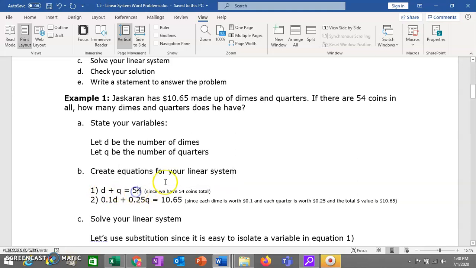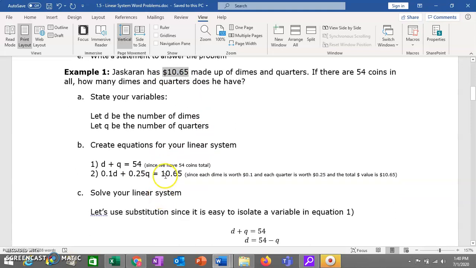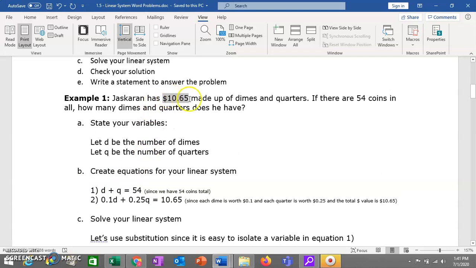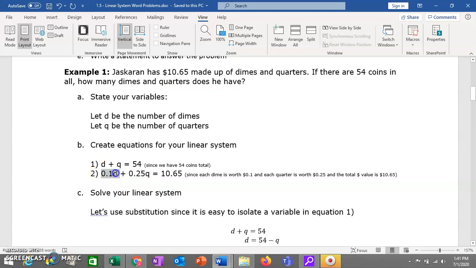In terms of the value, the $10.65, well, that means that the value of the dimes and the quarters should add up to 10.65. And the value of the dimes will just be 0.1 times d, right? Because if I have 5 dimes, then that's $0.5, right? 50 cents. So because my 10.65 is in dollars, I'm going to put this in dollars. So each dime is worth $0.1, right? 10 cents, $0.1. And so the number of dimes times that will give you their value.